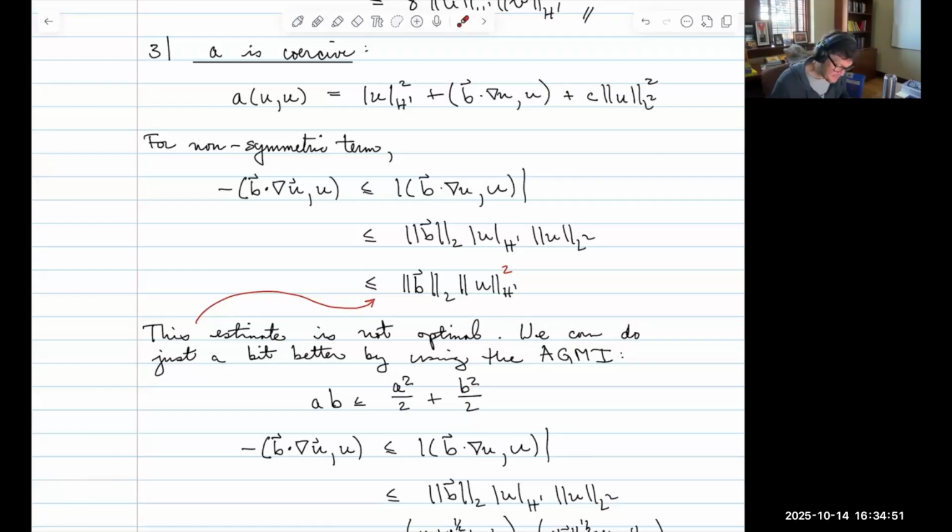So how can we fix this non-optimal estimate to get a tighter estimate? Well, we can use the arithmetic-geometric mean inequality, sometimes called the Cauchy inequality: ab is less than or equal to a squared over 2 plus b squared over 2. It's very easy to prove; the proof is just a couple of lines.